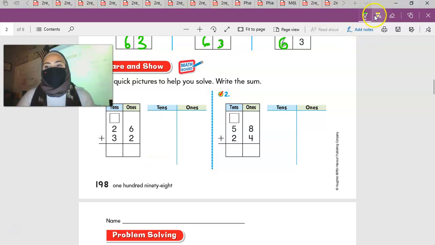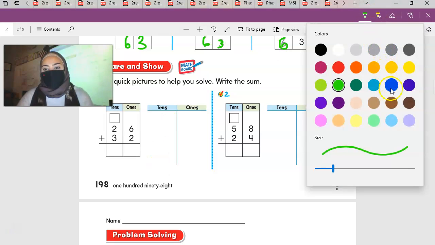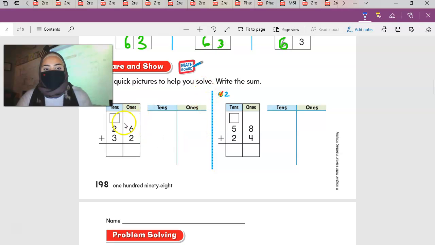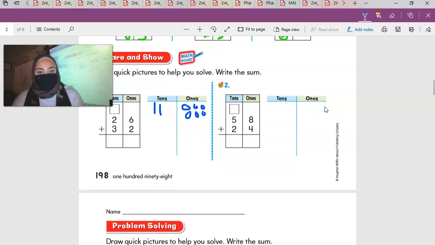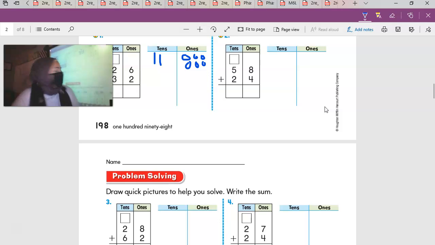Okay, so now that you had a chance to do it on your own, let's try to do this one together. So we have 26 plus 32. 26 has 2 tens, so I'm going to draw 2 tens. And it has 6 ones, so I'm going to draw 6 ones. 1, 2, 3, 4, 5, 6. All right. Now plus 32. So we have 3 tens, 1, 2, 3, and 2 ones.